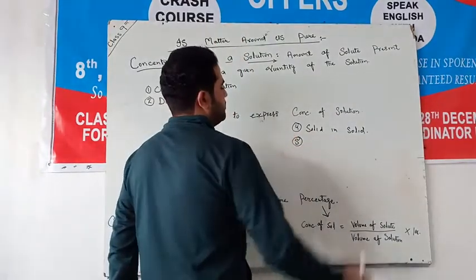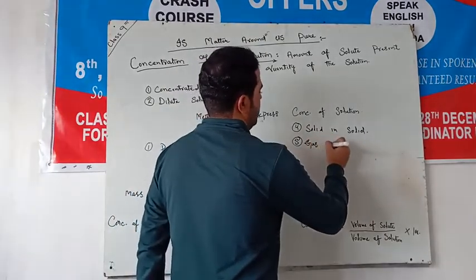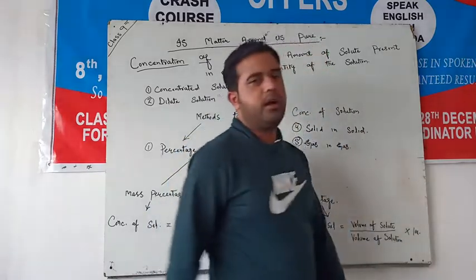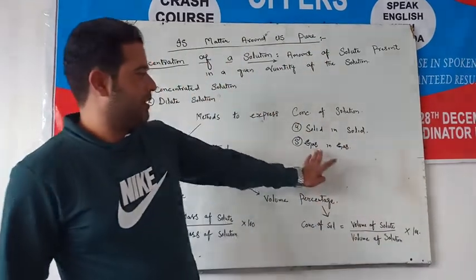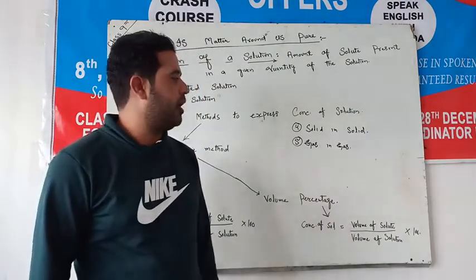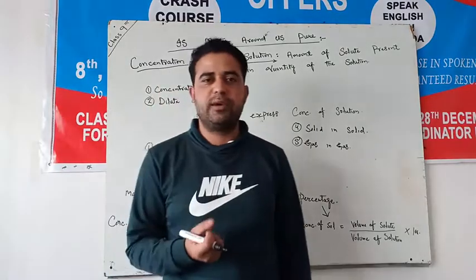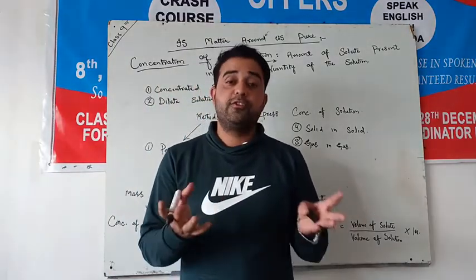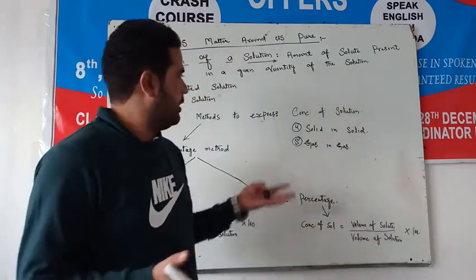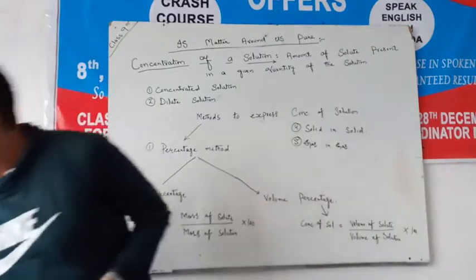Another one, we can have gas in gas. There are solutions where the solute as well as the solvent are in the form of gases. Examples include air. Air is a mixture of different gases, which mix together and form air, and it is also a solution. So these are the different types of solutions.